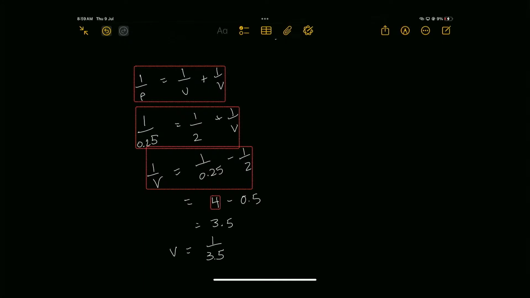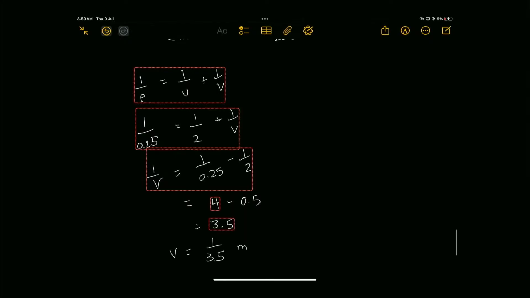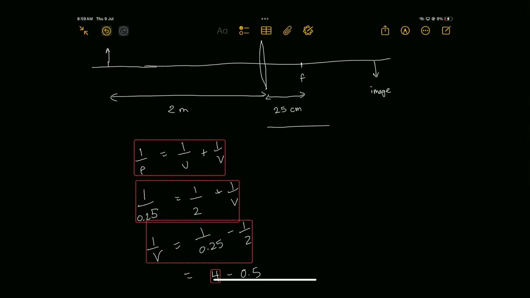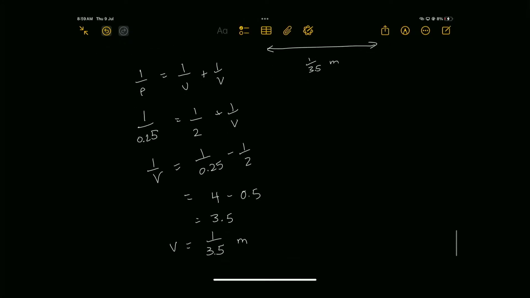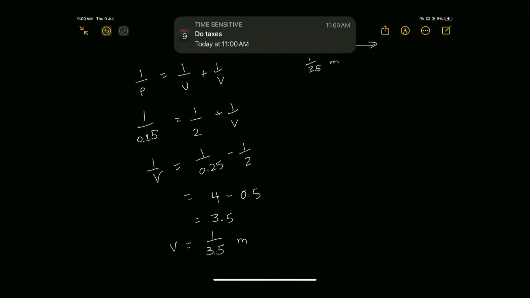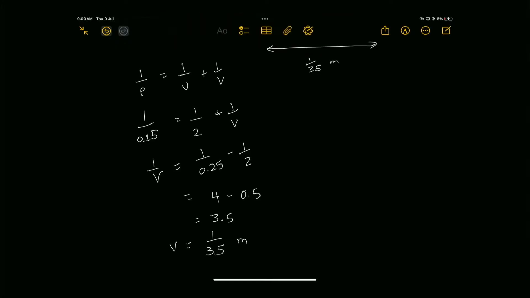Meters. And well, we could write this as a fraction, right? But just at least for the question, because we're doing a lot of questions in a short time, I'll write it like this: 1 over 3.5 meters. That's approximately 50 something centimeters. A little more than 50.